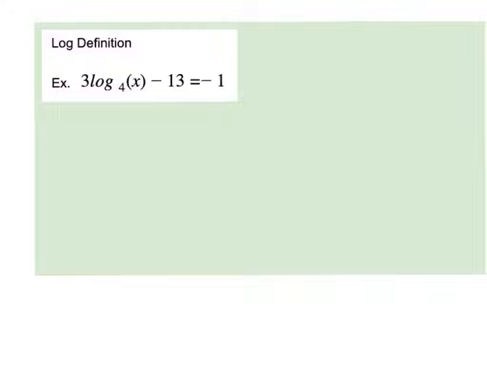Hello, Mr. Geiselhardt here, and we're going to solve this one by using kind of the definition of logs. What I mean by that is we usually write down an exponential equation like y equals b to the x. Now, using those same letters, y, b, and x, we can write a log equation, and that would be the log base b of y is equal to x.